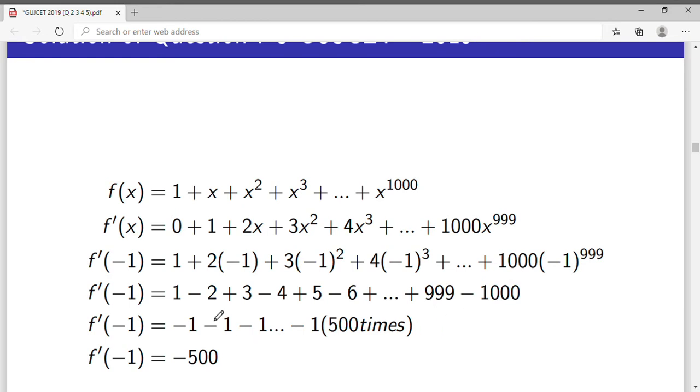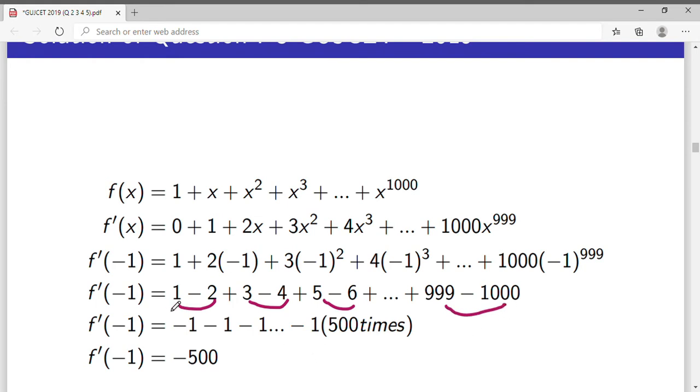Okay. Now do the addition. So 1 minus 2, what do we get? Minus 1. In the same way, 3 minus 4, again we get minus 1. 5 minus 6, again we get minus 1. And so on, up to the last term, 999 minus 1000, again we get minus 1.